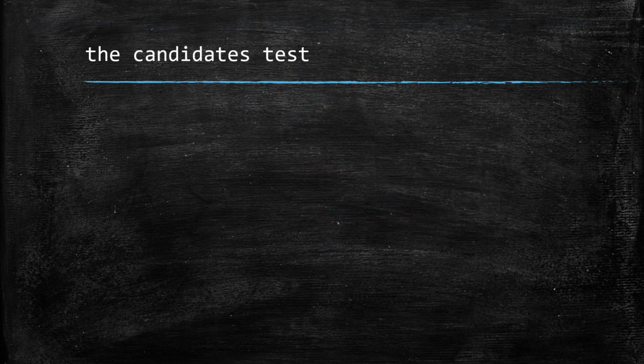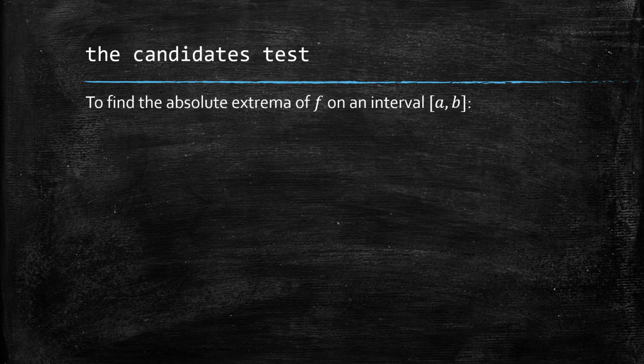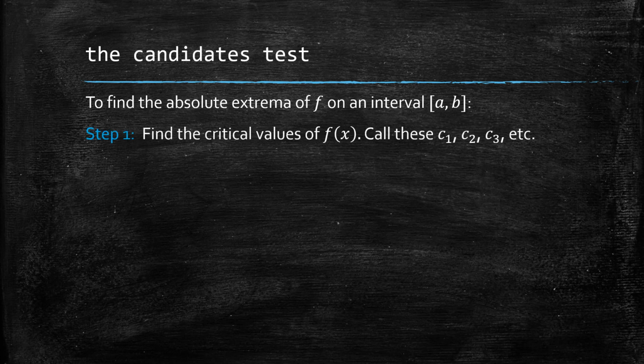So now we're going to look at what's called the candidates test, also sometimes referred to as the closed interval method, to find the absolute extrema of a function on a closed interval. Step one is to find the critical values of f of x. Let's call these C1, C2, C3, as many critical values as you find in the interval a, b. Why do we find these critical values? Because we know they are candidates for the location of absolute extrema.